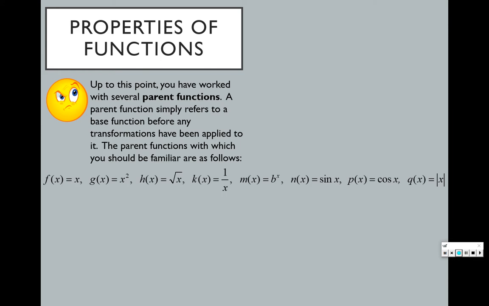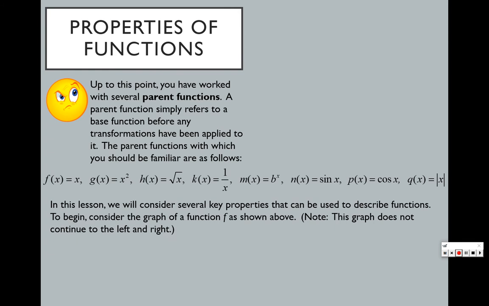And sine x, cos x, yes, for homework questions. Just me personally going, okay, even though it's in your homework, none of these on the test and so on until we do the trig chapter. And the new one, absolute value of x. So how many is there? 2, 4, 6 total. 5 old ones, 1 new one. In this lesson, we will consider several key properties that can be used to describe functions. To begin, consider the graph of a function f as shown above.